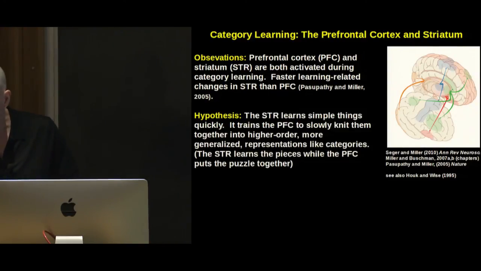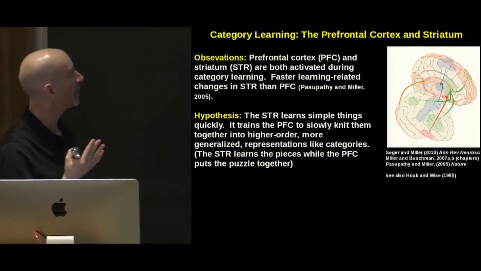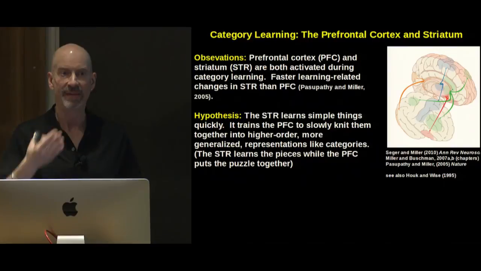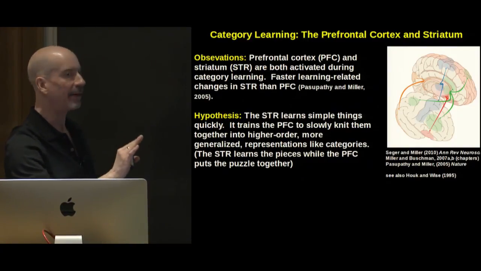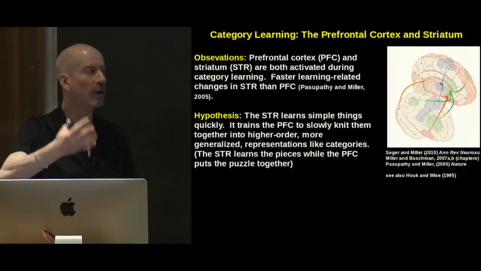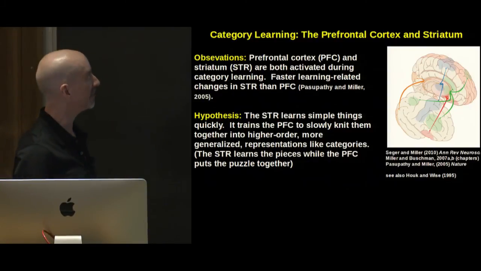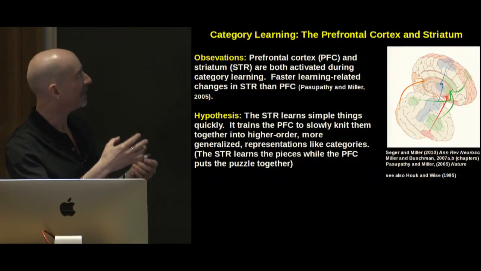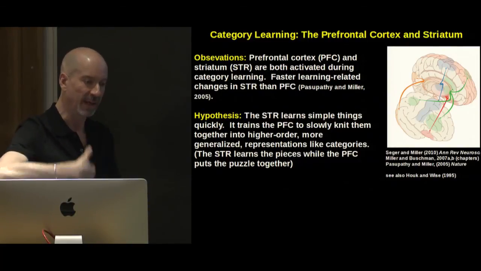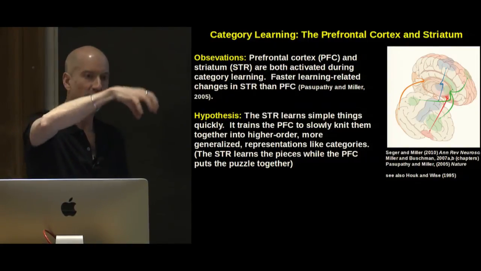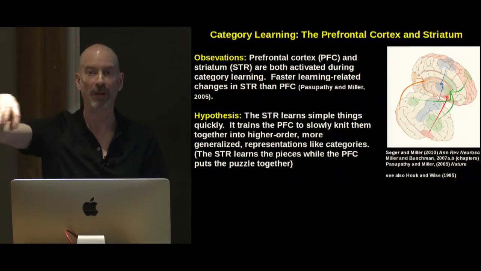So thinking about that, we have a hypothesis that maybe what's going on here is the striatum learns simple things very quickly. Then the output of the striatum, through the thalamus back up to the cortex, changes these networks in the prefrontal cortex that have slower plasticity. And maybe by repeatedly setting these patterns up to the prefrontal cortex, what the prefrontal cortex does is figure out what's common among all the patterns fed to it by the striatum. What's the overlap in all the patterns?